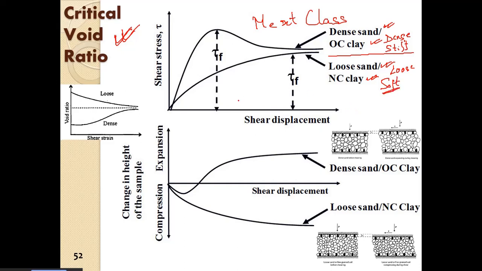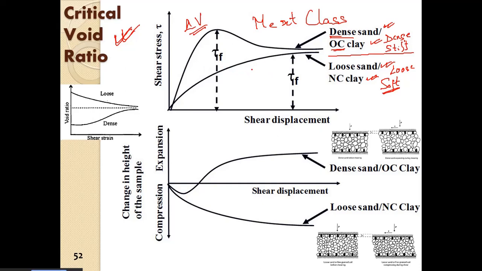So now when we apply shear stress on these two types of soils, the soil which is in the dense state, what will happen is that the volume of that soil will tend to increase. The volume of that soil will tend to increase with shearing of the sample.